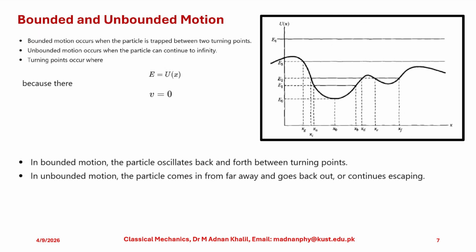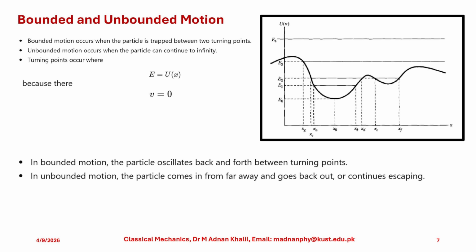Now here we use the potential curve to classify motion. Bounded motion occurs when a particle is trapped between two turning points, as discussed on the previous slide. At both ends, the condition E equals U of x holds. So the speed becomes zero there. The particle cannot cross beyond those points because that would require negative kinetic energy, and therefore it reverses direction and moves back. That is oscillatory motion.